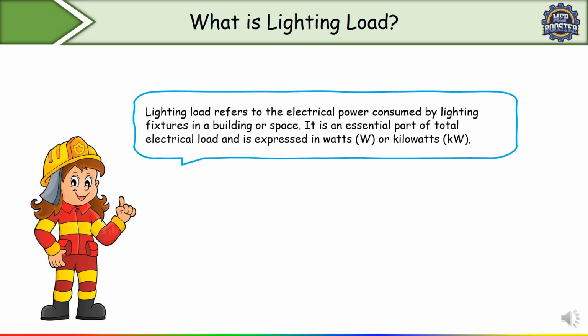Lighting load refers to the electrical power consumed by lighting fixtures in a building or space. It is an essential part of the total electrical load and is expressed in watt or kilowatt. We have different types of lighting fixtures. All of you know LED down light, tube light, panel light, high bay light, street light, emergency lights. Different types of lights are available. So lighting load refers to the electrical power consumed by lighting fixtures in a building.